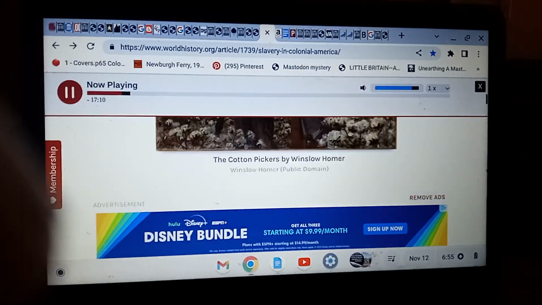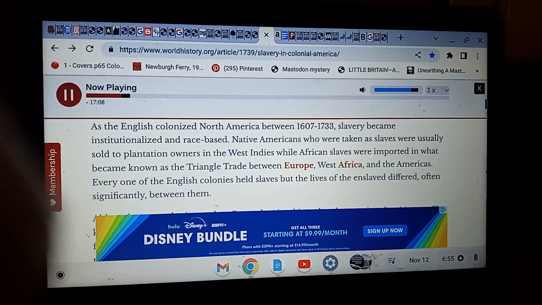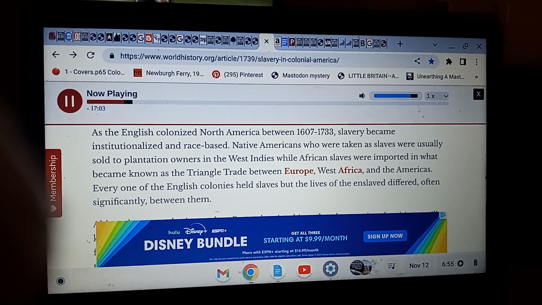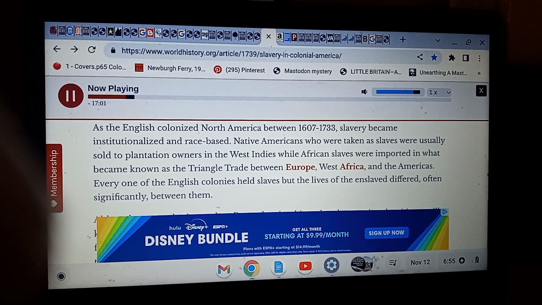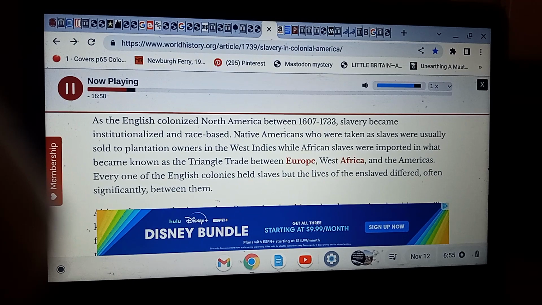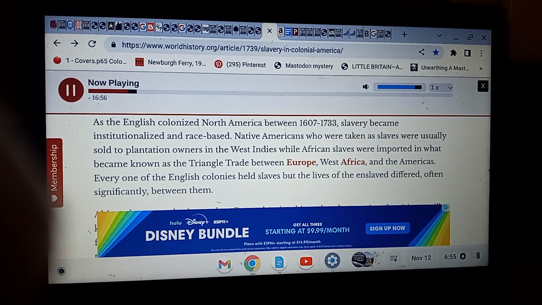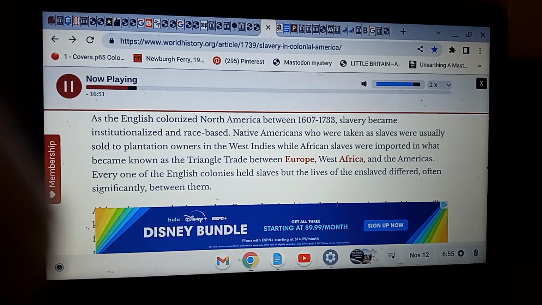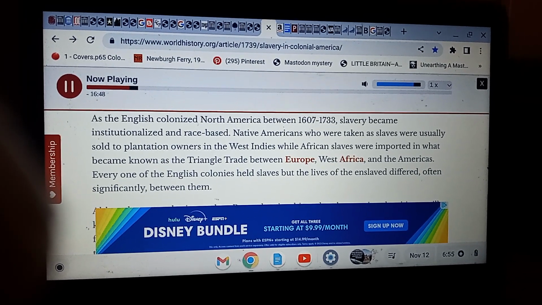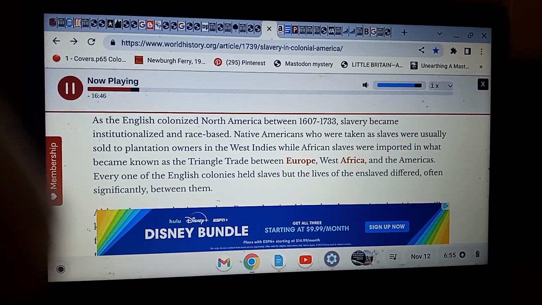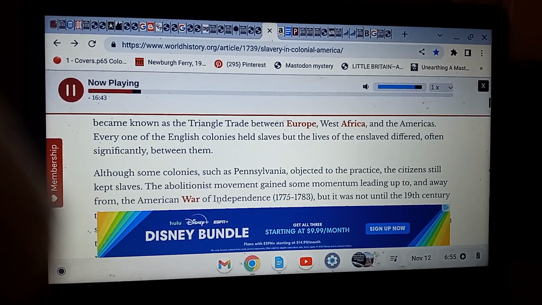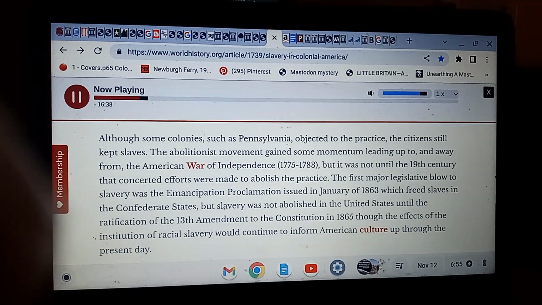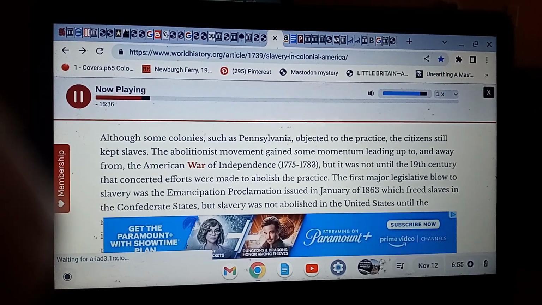As the English colonized North America between 1607 to 1733, slavery became institutionalized and race-based. Native Americans who were taken as slaves were usually sold to plantation owners in the West Indies, while African slaves were imported in what became known as the Triangle Trade between Europe, West Africa, and the Americas. Every one of the English colonies held slaves, but the lives of the enslaved differed, often significantly, between them. Although some colonies, such as Pennsylvania, objected to the practice, the citizens still kept slaves.